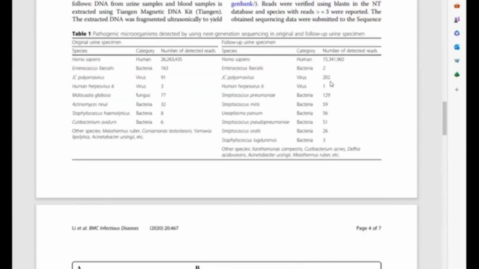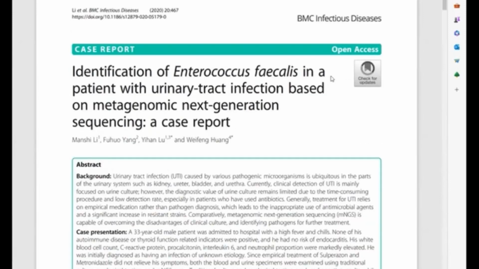First, I'll start with this journal that I found, which is a case study published in 2020, which is identification of Enterococcus faecalis in a patient with urinary tract infections. Okay, so they're using next generation sequencing, similar to what Microgen uses.